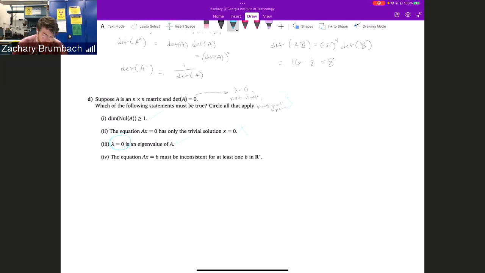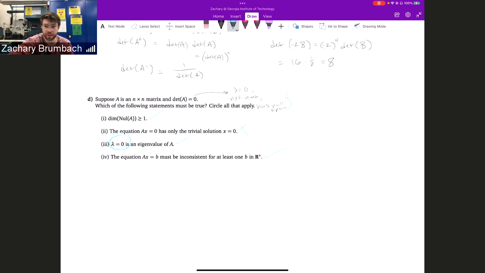And the last one is the equation Ax equals b must be inconsistent for at least one b in Rn. That must also be true because it's a square matrix and there's not a pivot everywhere. We know it's not one-to-one, or we know it's not onto, so we can't get everywhere. So we know that that is true as well.